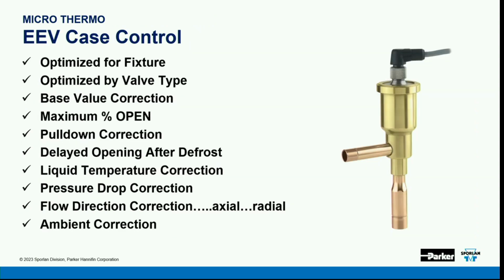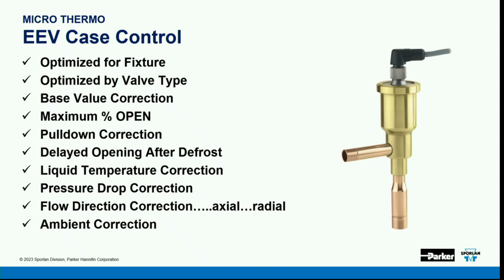Okay? Now, let's talk about EEV. I'm just going to talk about stepper valves because of time constraints. So here's an example of what you can do. You can optimize it for the fixture. You can optimize for the valve type. You can do a base value correction. What does that mean? If you open the graph and look at it for a month and you see the average place that valve is, 32% open, make that the base value. What that means is the valve is going to use that as home plate or benchmark, and that's what it's going to control around. It's not going to go around from 0 to 100. It doesn't need to do that, right?